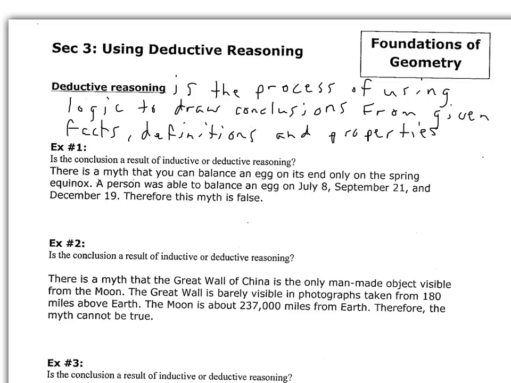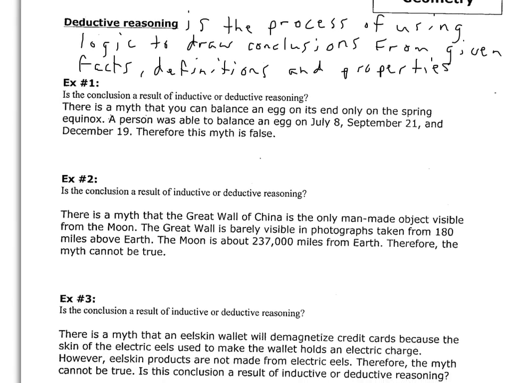properties. Okay, so if you have a situation where they give you facts, definitions, or properties to solve a problem or an issue, then you're using deductive reasoning. Okay, so let's go through a couple of different examples and decide if we're using inductive reasoning that we learned last time, or if we're using deductive.